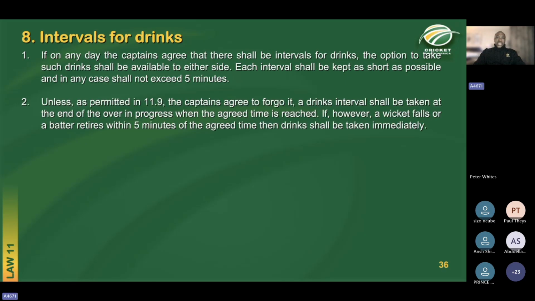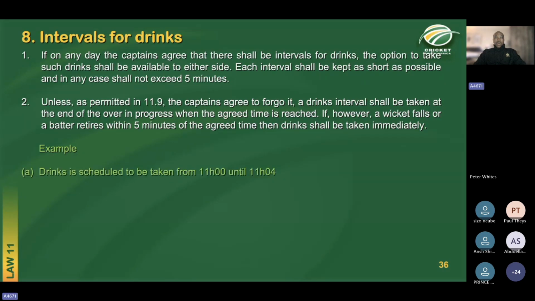Unless the captains agree to forego the drinks break, a drinks interval shall be taken at the end of the over in progress when the agreed time is reached. If, however, a wicket falls or a batter retires within 5 minutes of the agreed drinks break, then drinks shall be taken immediately. Let's have a look at an example to illustrate this point.